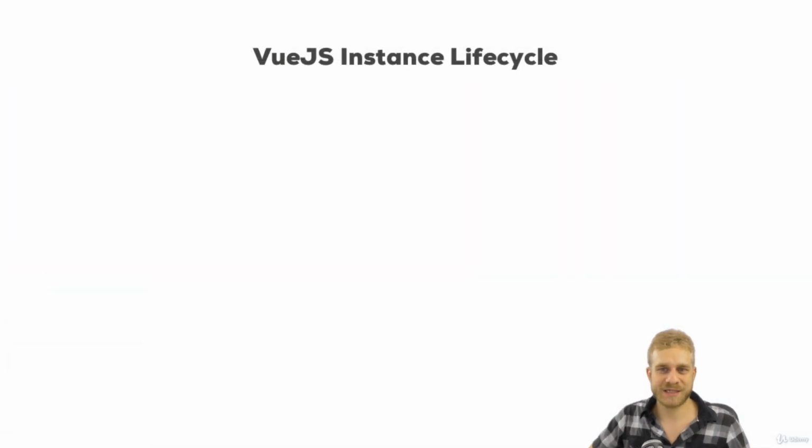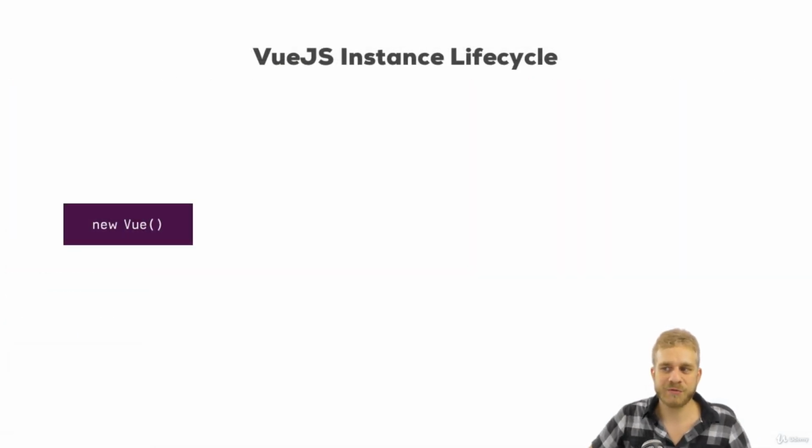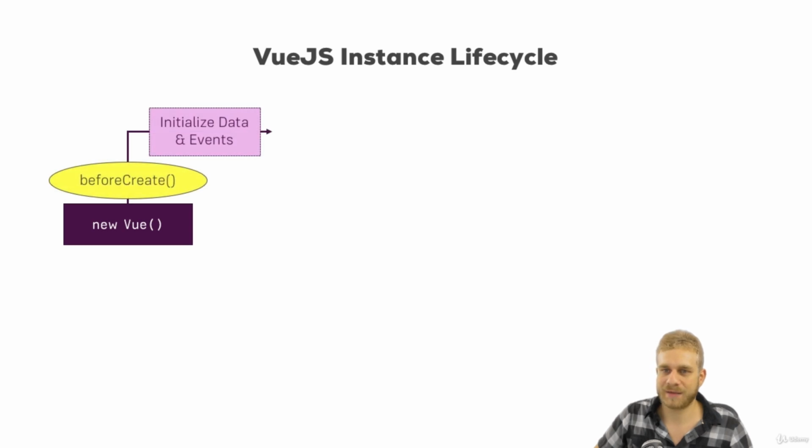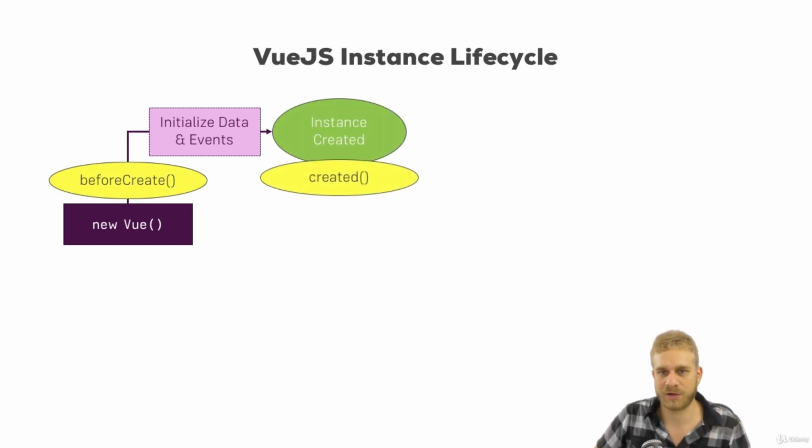The Vue.js instance lifecycle starts with the new Vue constructor. There, we then execute the first lifecycle method to which we can listen, I will show this in a second, beforeCreate. This is, as the name implies, before the Vue instance is created. Thereafter, it initializes the data and events we pass with the object to the Vue instance. And it then creates the instance and calls the created lifecycle hook method, into which we can also tap in.